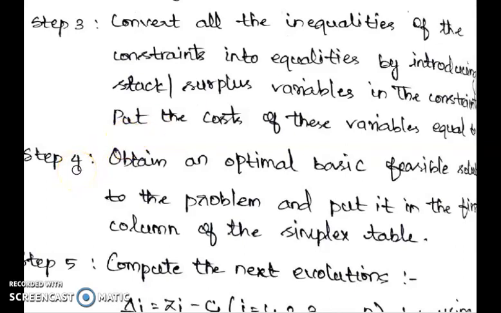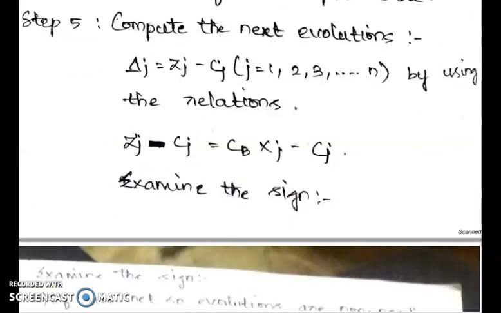Step 4. Obtain an initial basic feasible solution. Obtain an optimal basic feasible solution to the problem and put it in the simplex table. Step 5. Compute the net evaluation delta j equal to zj minus cj, for j equal to 1 to n, by using the relation zj minus cj equal to cb into xj minus cj. Examine the sign. What does examine the sign mean?